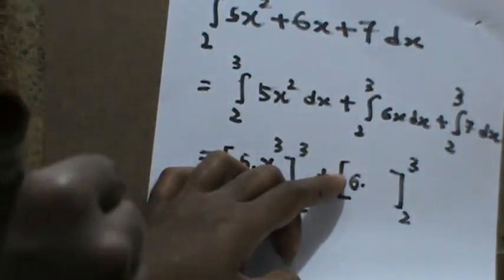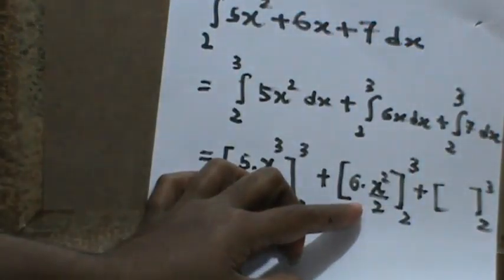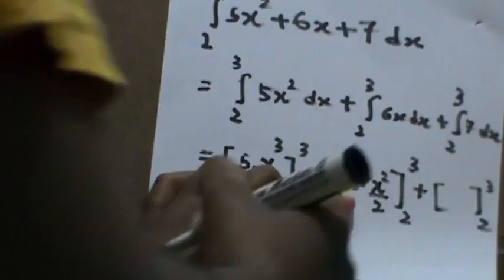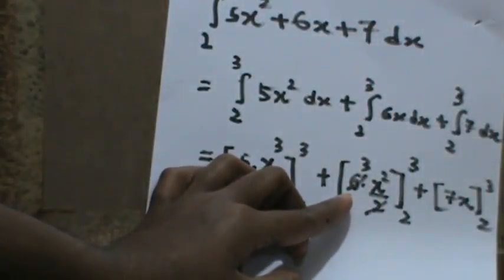Similarly, I put square brackets here, from 2 to 3. The integration of 6x with respect to x is 6 times x squared divided by 2. Plus, similarly here, you put the square brackets from 2 to 3, and the integration of 7 is 7x. So here it will be 3x squared. I can cancel the 2 and 6 to get 3.